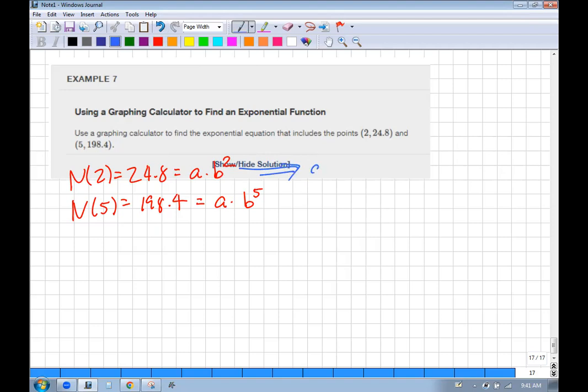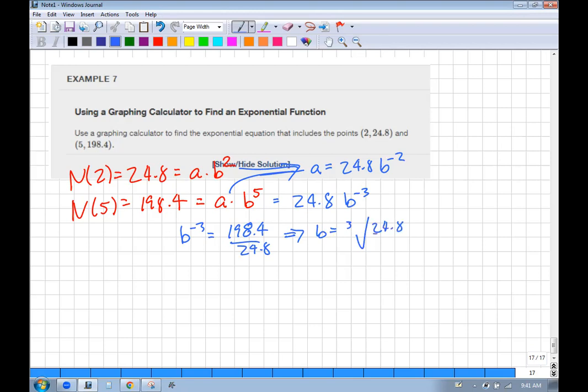This tells us that a is 24.8 b to the minus 2. If we substitute that in right here, 24.8 b to the minus 2 times b to the 5th would be b to the minus 3. So we'd have b to the minus 3 is 198.4 over 24.8. So b would be the cube root of 24.8 over 198.4. Plug that in here.